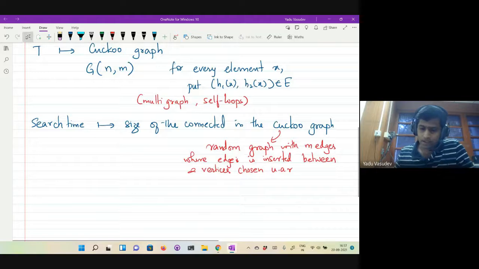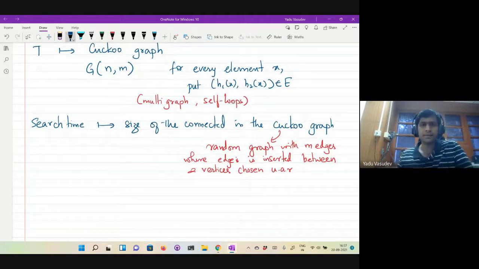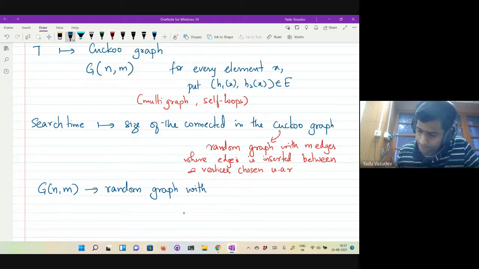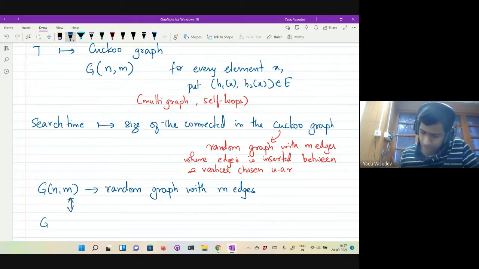So then what we said was that analyzing this random graph might be a little harder. So what we will do instead is analyze what is known as the Erdős-Rényi graph. The graph we denoted by G(n,m) is the random graph with m edges. Instead of this, we will look at the graph G(n,p), where this is the Erdős-Rényi graph.